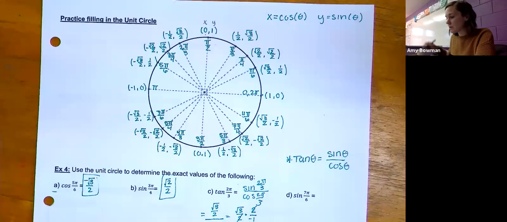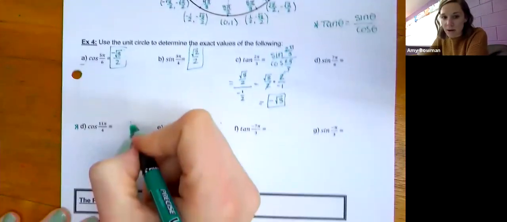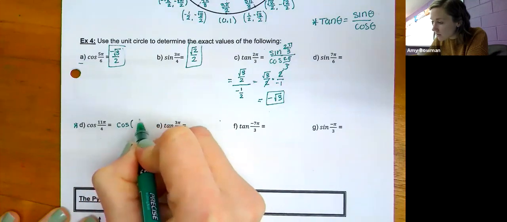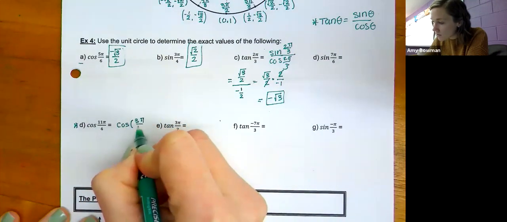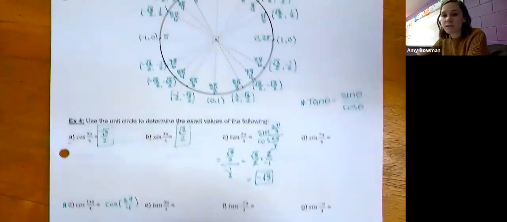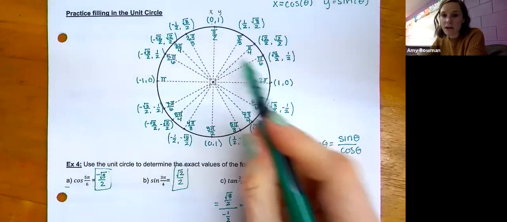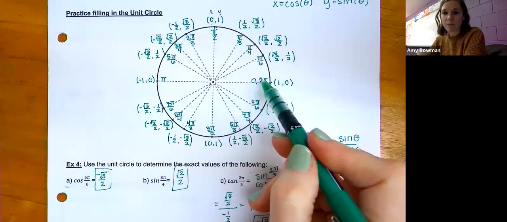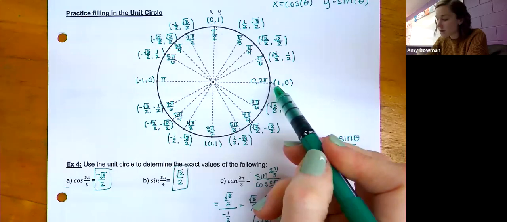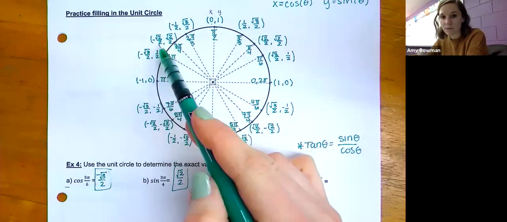So what we see is that 11 pi over 4 is the same as 3 pi over 4. So the cosine of 11 pi over 4 is the same as the cosine of 3 pi over 4. This isn't meant to trick you. It's just meant to get you to see that we start over at 2 pi or 8 pi fourths or whatever. So you can still continue counting to those values. And I was asked to find cosine. So that's negative root 2 over 2.